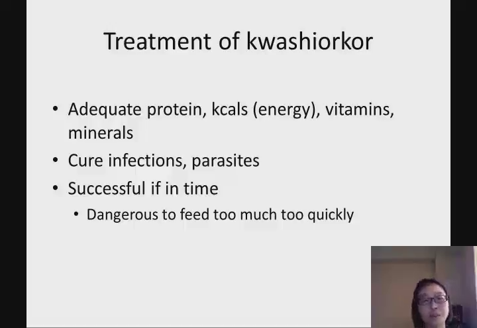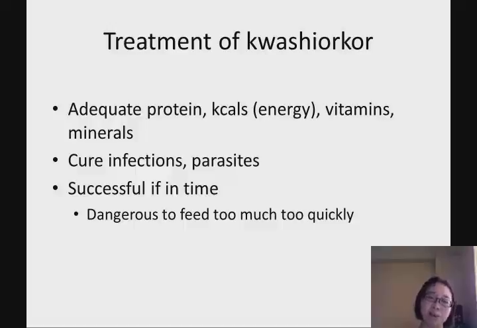If you successfully save those kids in time, you're not going to see short height for age. But sometimes it's too late for us to treat them, because they really have chronic protein calorie malnutrition. So that's why you can still see them having growth stunting.